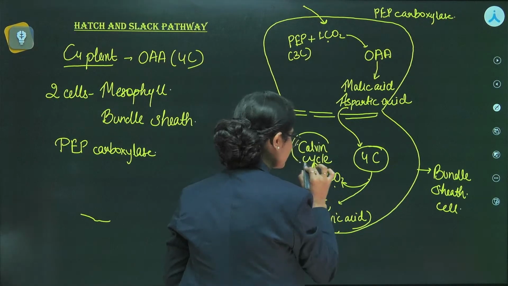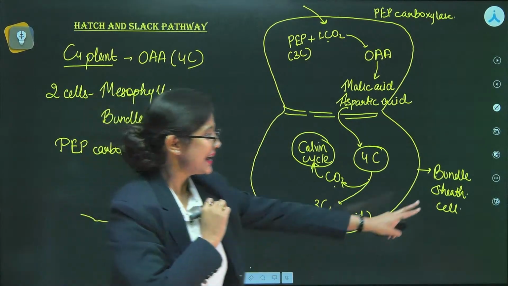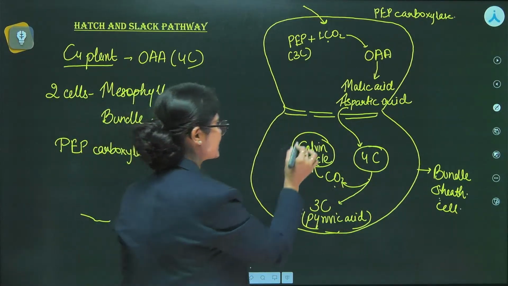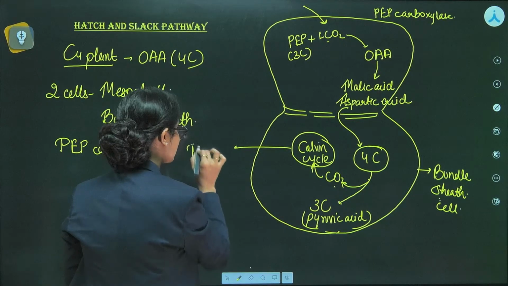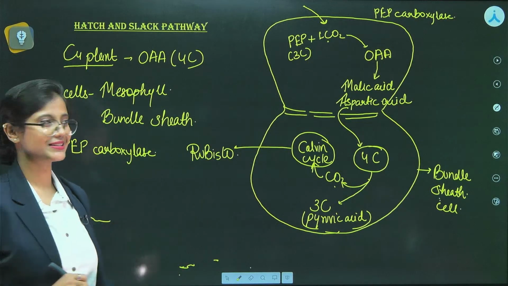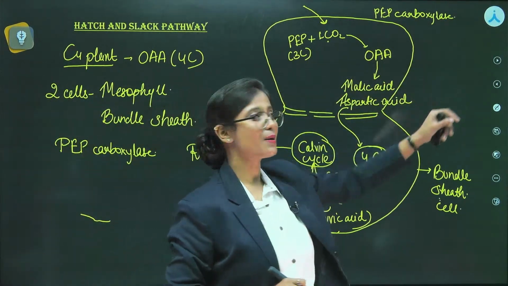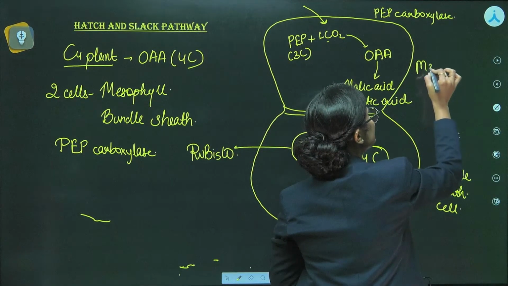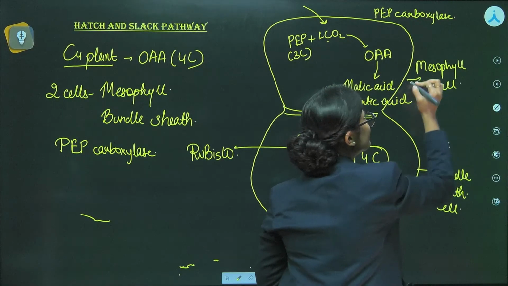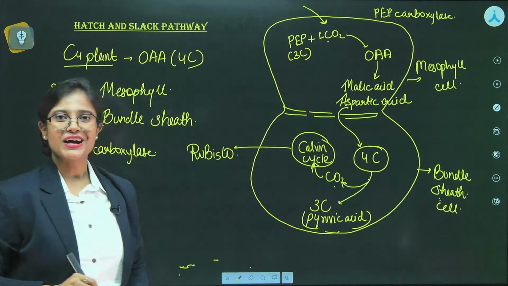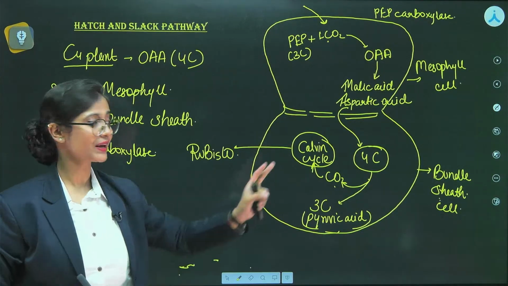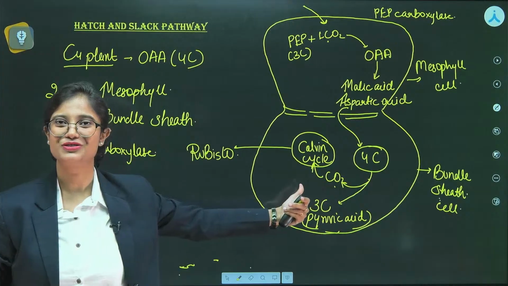Here our CO2 assimilation is taking place. Where? In the bundle sheath cell. If the Calvin cycle is taking place in the bundle sheath cell, that means there will be presence of the Rubisco enzyme in abundance in the bundle sheath cell, but it is absent in the mesophyll cell of the C4 plant. This is also one of the differences. In C3 plants, where was the Rubisco enzyme? In the mesophyll cell. But in C4 plants the Rubisco enzyme is in the bundle sheath cell, because the Calvin cycle is taking place in the bundle sheath cell.